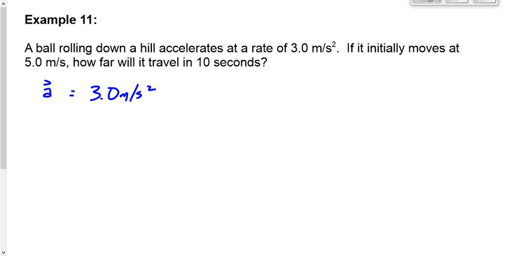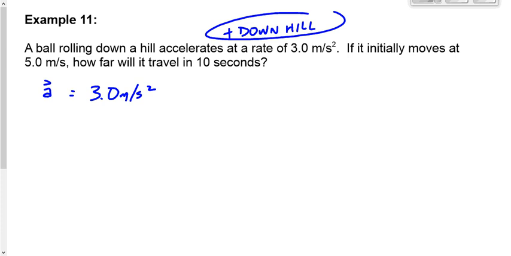Now, some people in this question will make A negative 3.0 because it's accelerating down the hill, right? I would suggest in a case like this, since everything is down the hill, just make down the hill positive. Does that make sense? And then everything that we've got is a positive value. If you make it negative, that's okay. You're just going to end up with a negative displacement instead of a positive displacement. It's not a big deal.